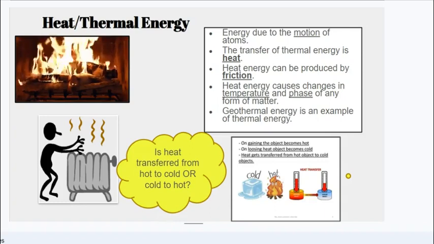However, your engine will get hot. Heat energy causes changes in temperature and phase of any form of matter. Geothermal energy is an example of thermal energy.